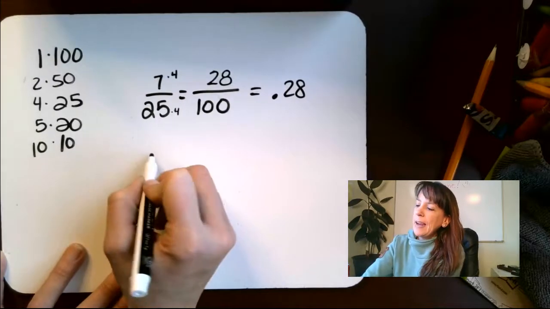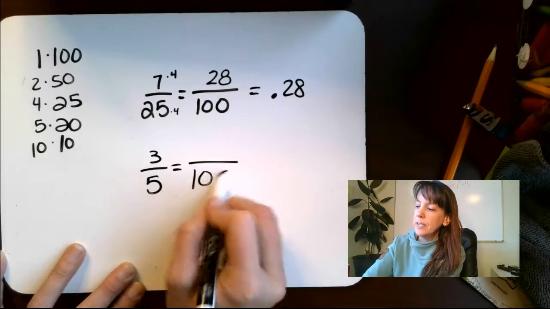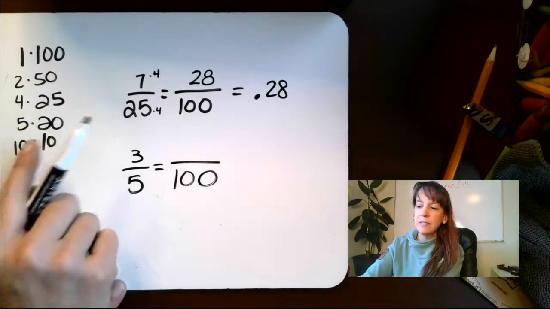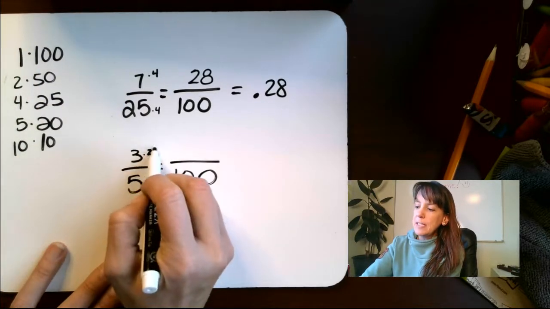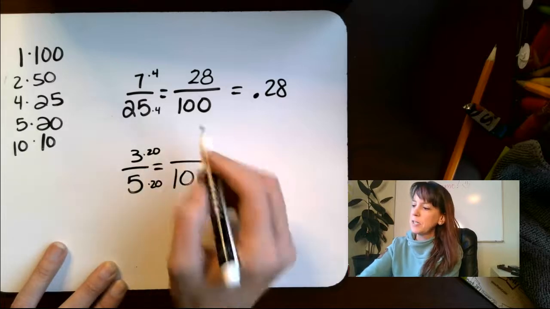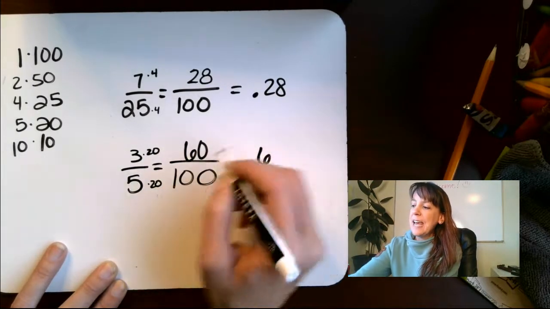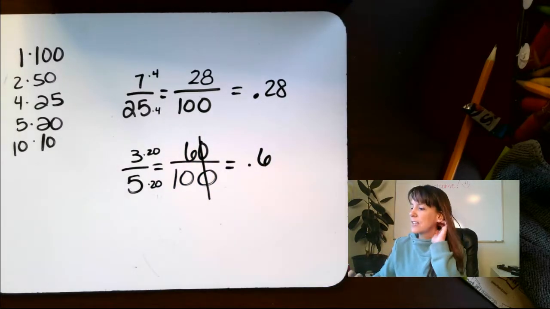If I have 3 over 5, that's pretty easy to get into 100. What do I need to multiply 5 by to get 100? Take a look at our handy chart over here, 20. Multiply this by 20, because I did it on the bottom, I'm going to do it on the top, I get 60. So this is going to be 6 tenths. Remember, we can lob these zeros off and it's 6 tenths.